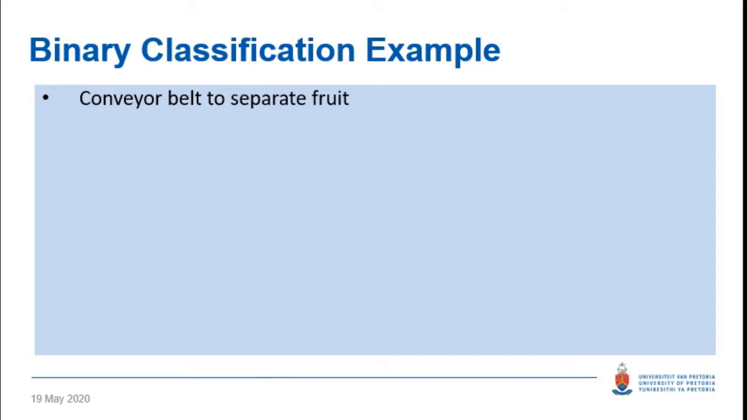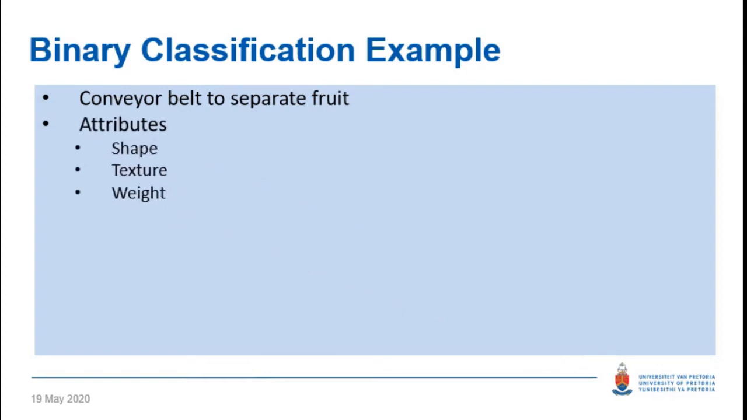So you may have apples, you may have oranges, you may have pears. And as the fruit come to the end of the conveyor belt, they're put into different boxes depending on what fruit it is. The conveyor belt has different sensors, and the purpose of the sensors is to determine attributes of the fruit.